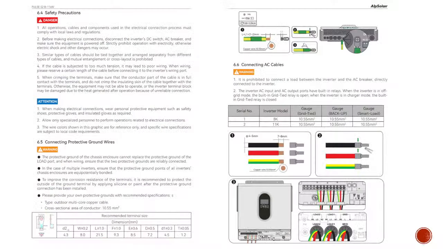When you are doing any maintenance, ensure that the inverter is properly shut down before you carry out any maintenance or even installations. When crimping the terminals, make sure that the conductor part of the cable is in full contact with the terminals, and do not crimp the insulating skin of the cable together with the terminals. Otherwise, the equipment may not be able to operate, or the inverter terminal block may be damaged due to the heat generated after operation because of unreliable connection.